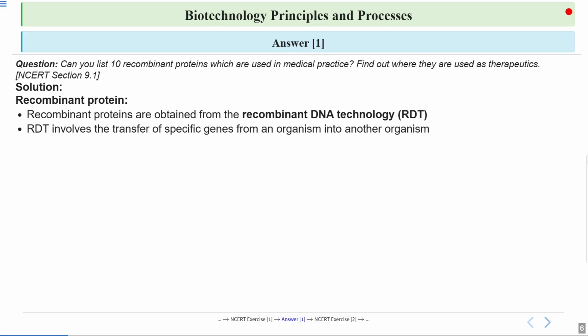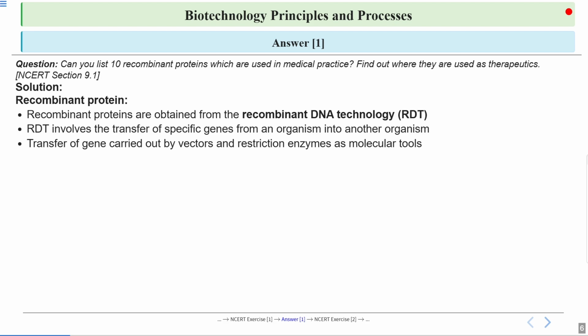So RDT involves the transfer of a specific gene from one organism to another organism, right? An altered gene is transferred from one organism to another organism. This we do in the case of recombinant DNA technology, that is RDT. The transfer of the gene is carried out by vectors and restriction enzymes as molecular tools. So these are the two very important things in recombinant DNA technology.